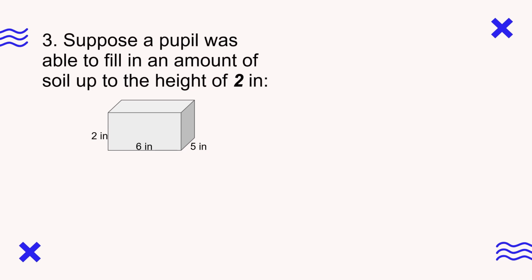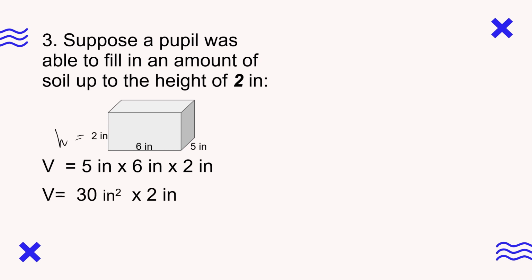Suppose a pupil was able to fill an amount of soil up to height of 2 inches. O, halimbawa, since ang binigay natin na 6 inches and 5 inches, 2 inches lang yung nilagay na lupa ng mga estudyante. So, ito ang magiging height na 2 inches. Following the rule natin na volume equals length times width times height, so 5 times 6 times 2 inches. So, 5 times 6 is equivalent to 30 inches squared times 2 inches. So, multiply again. 30 times 2 equals 60 inches cube or cubic inches.